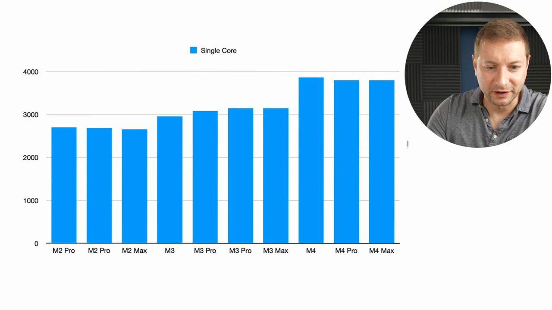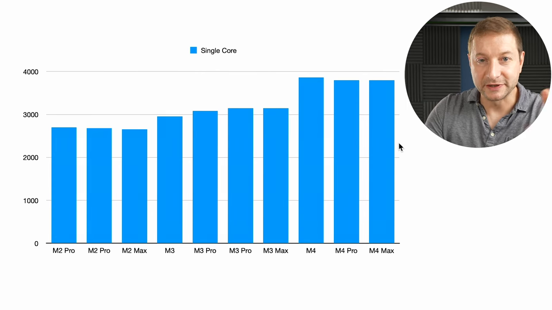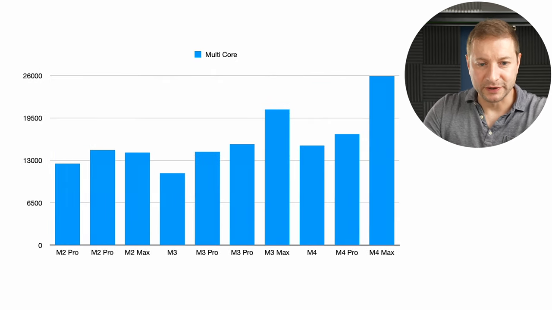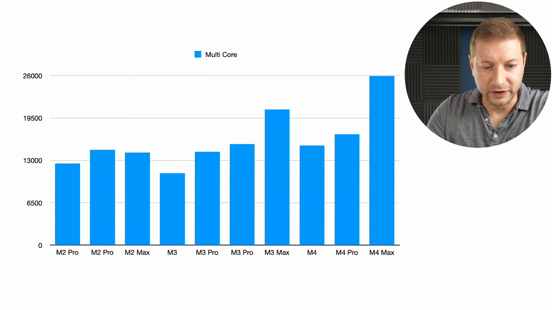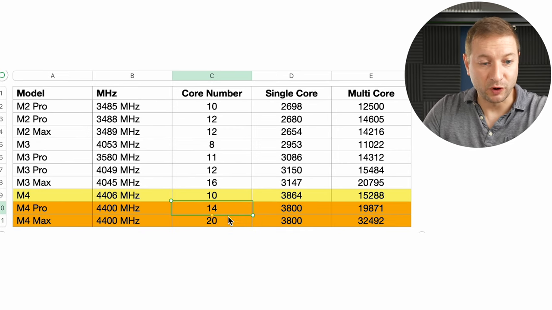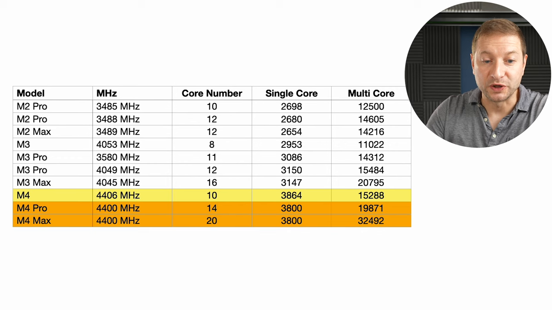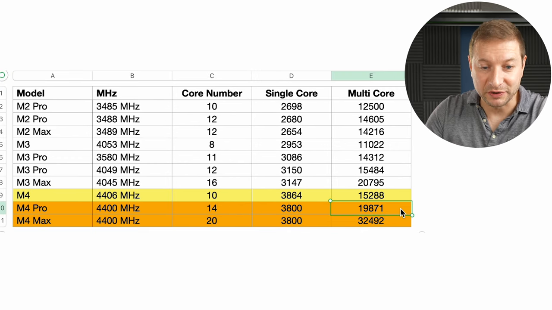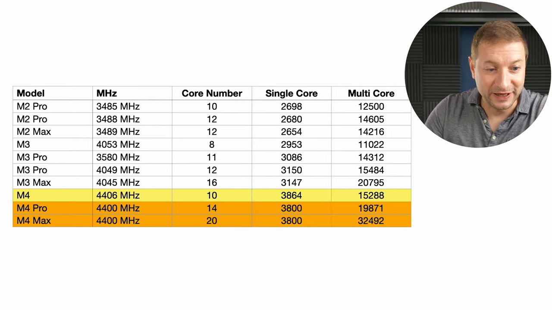Here's the chart for the single core scores. They consistently go up. And here's the chart for this low side estimate of the multi-core scores. That M4 Max is going crazy. But what if the M4 Pro and the M4 Max got even more cores? For example, 14 cores for the M4 Pro and 20 cores for the M4 Max. We're talking about 19,800 multi-core score for M4 Pro and 32,000 for the M4 Max.